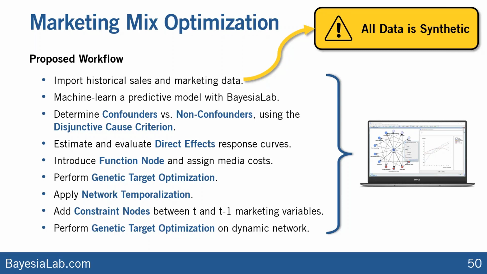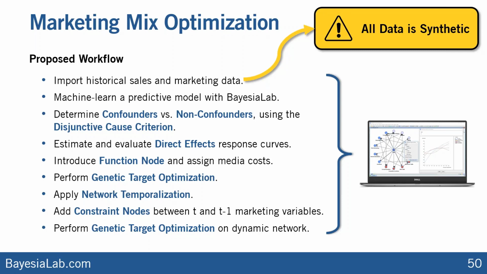So on that basis, we will machine learn a predictive model with BayesiaLab. We will use the disjunctive cause criterion to establish what are confounders and non-confounders. Then we use the direct effects estimation to obtain response curves, introduce function nodes for cost, and then it gets interesting because we will then proceed to optimization.